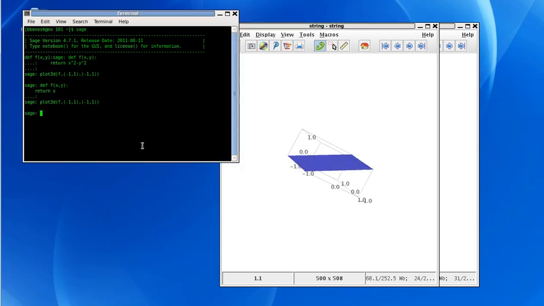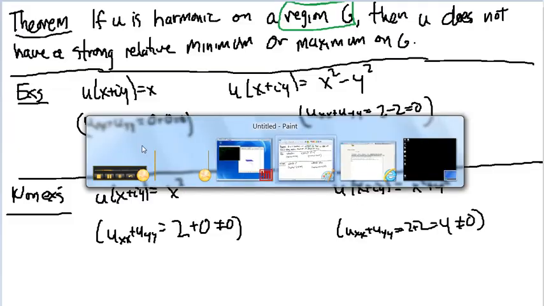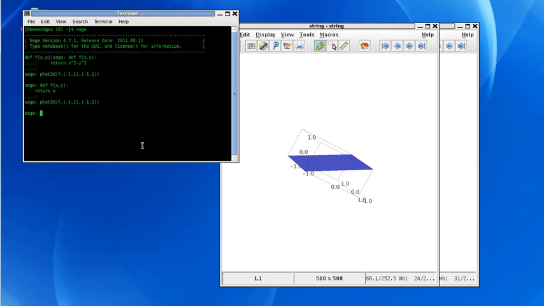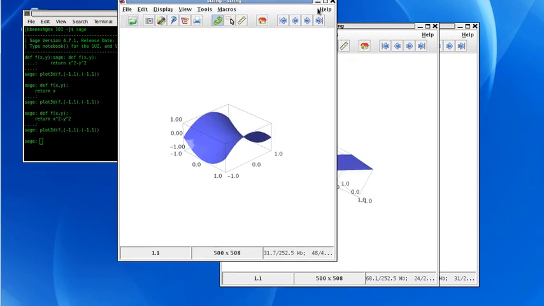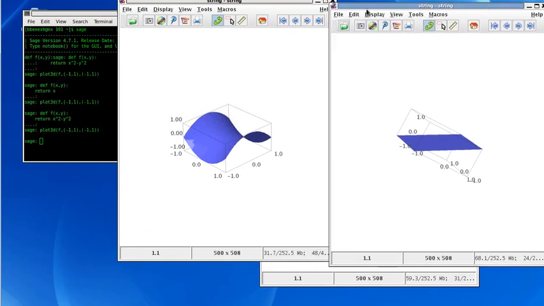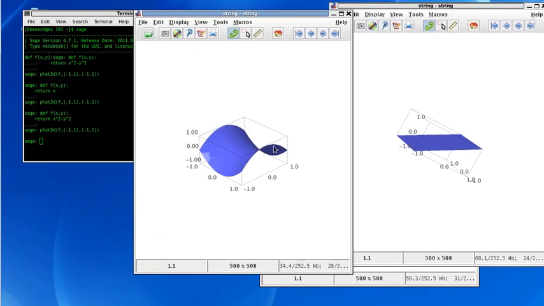So let's look at a second example. Second example, x squared minus y squared. So let's just change the example here. Let's plot x squared minus y squared. You're going to see the same thing. Maybe I'll just put this over here. So once again, the biggest point anywhere happens right at the boundary.